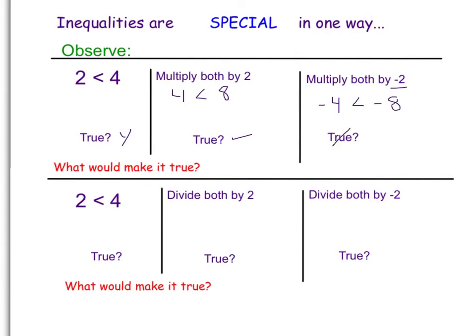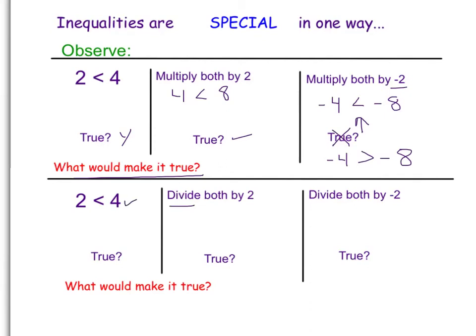It is no longer true. It makes an untrue, false statement. So what we could do to make it a true statement, we would have to flip the sign. So negative 4 is greater than negative 8. Let's try this with division. 2 is less than 4 makes a true statement.